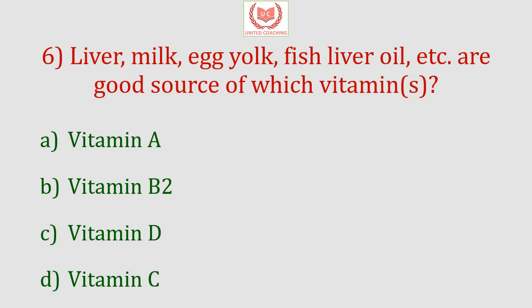Our next question is, liver, milk, egg yolk, fish liver oil, etc. are good source of which vitamin or vitamins? So is it vitamin A, B2, D or C? So answer is vitamin A, B2 and D. So these three are present in liver, milk, egg yolk, etc. Now what is missing in these things is vitamin C.